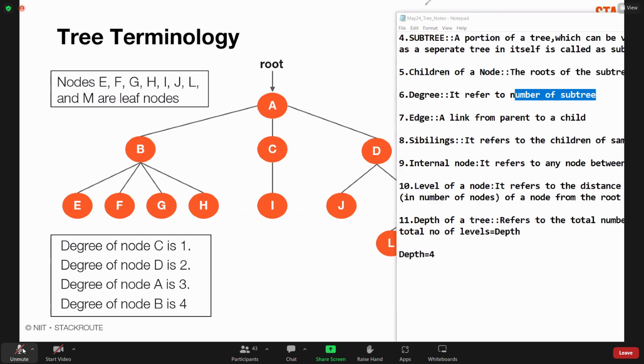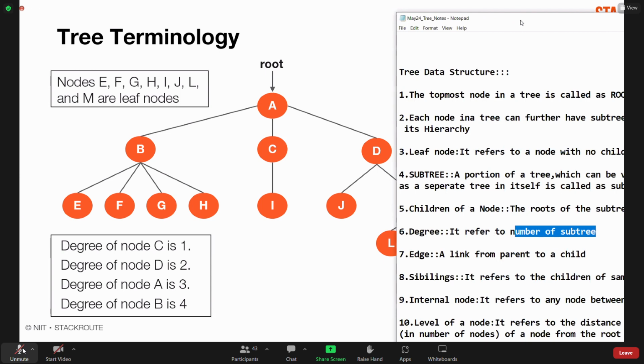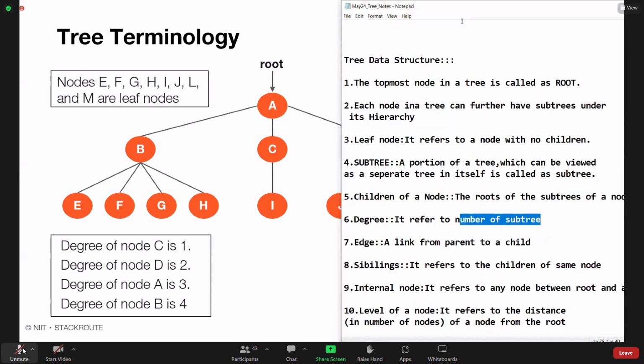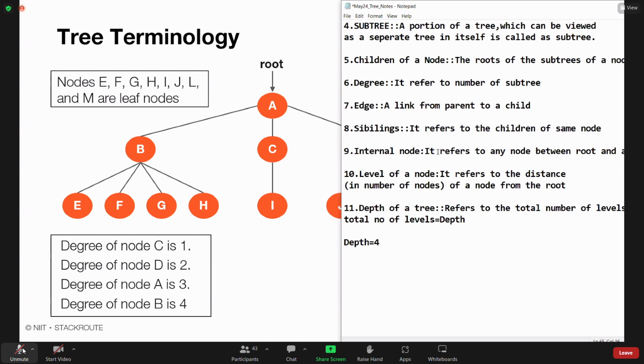Shall we continue with the next topic of binary tree? Yes, ma'am. I'm scrolling up. Starting from node, topmost node which is root node, subtree, leaf node, children, degree, edge, sibling, internal node which are the nodes between root and leaf, level and depth.